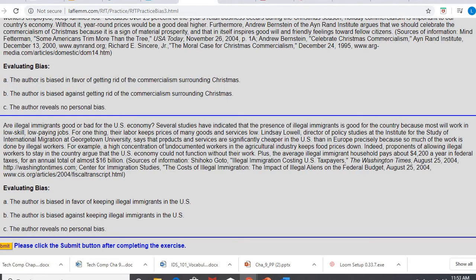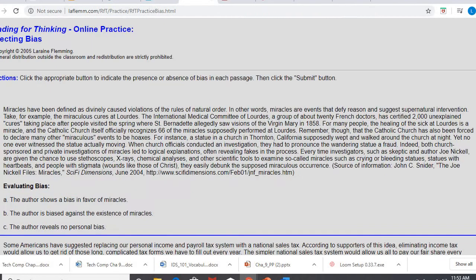He says they keep food prices down, they pay all of these taxes, they work in low-skill, low-paying jobs, and he's saying that it is all good for the country. He does not present any negatives to having illegal immigrants in the country. It is all positive. So he is, in fact, giving us bias in favor of this topic. So that's a way we can tell that there is bias. All good, no bad.